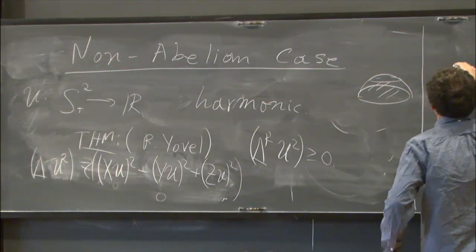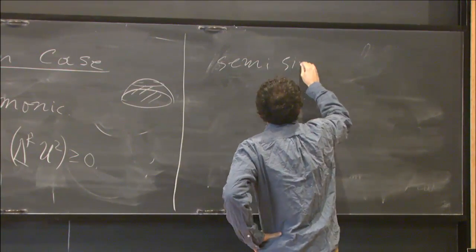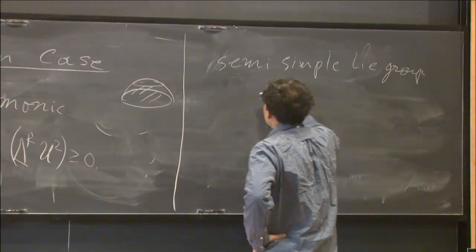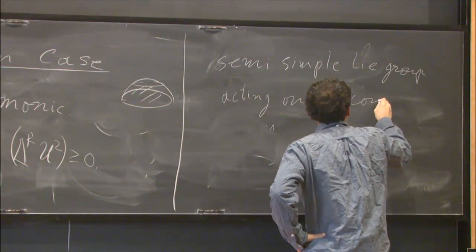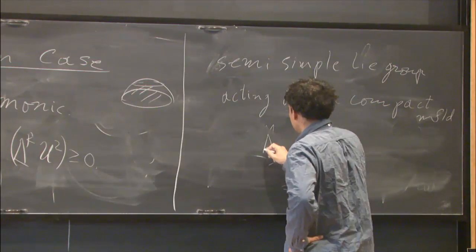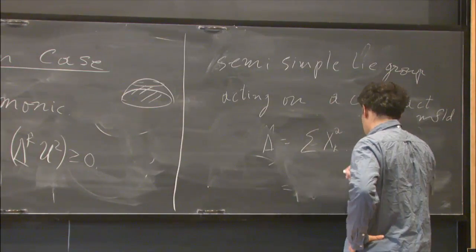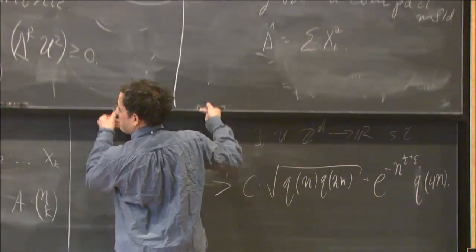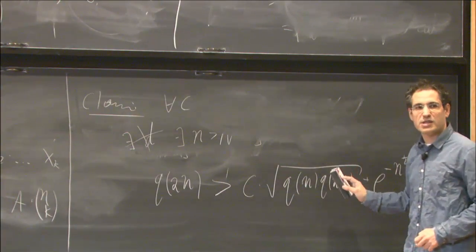Since X, Y, Z commute with the Laplace, this is still a sum of squares of harmonic functions. And this simple argument, in fact, works whenever you have a semi-simple Lie group acting on some compact manifold. Again, you can write the Laplace as a sum of squares of vector fields which commute with the Laplace. And now it seems much more challenging to address the nilpotent case.